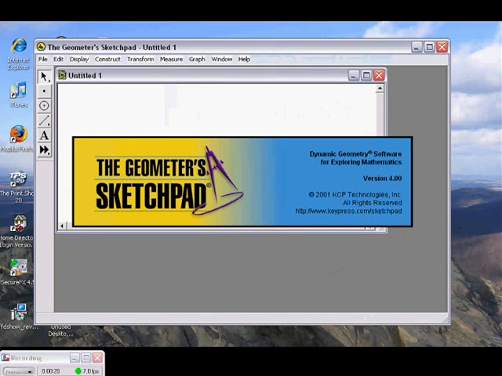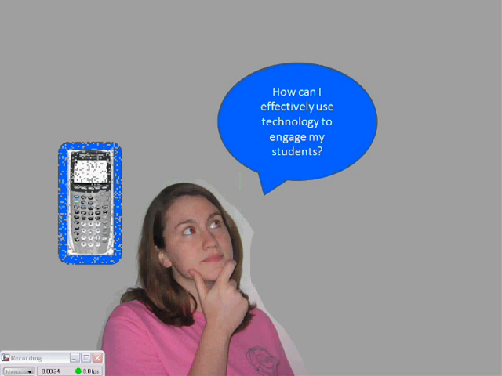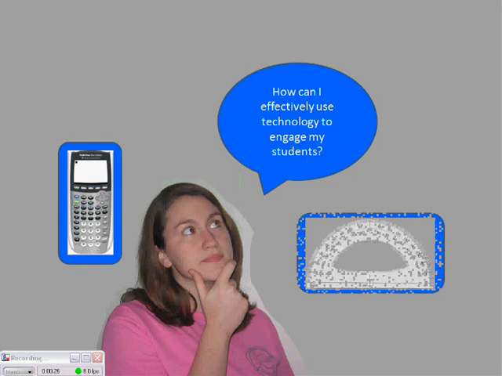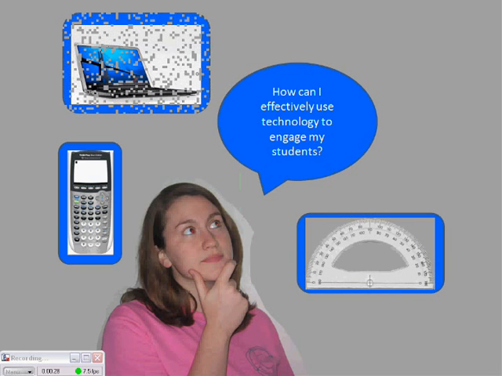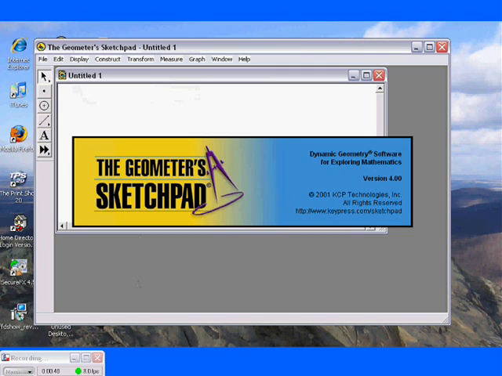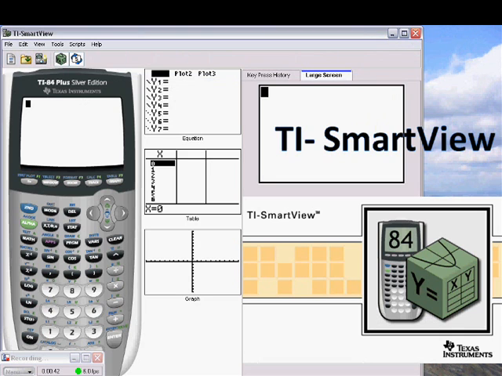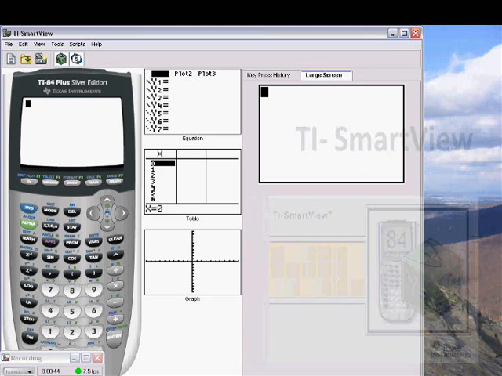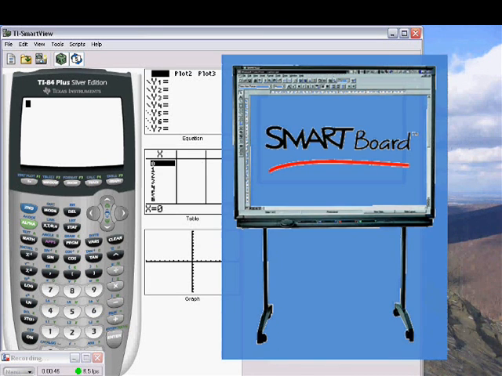Now that I am a pre-service teacher, I am eager to learn how to use technology effectively to engage my students. When used appropriately, technology is an excellent resource to benefit instruction and enhance student learning. To that end, I have learned and mastered how to incorporate graphing calculators and software programs such as Geometry Sketchpad and TI SmartView into my instruction, as well as presentation technology like a smartboard and Elmo projector.